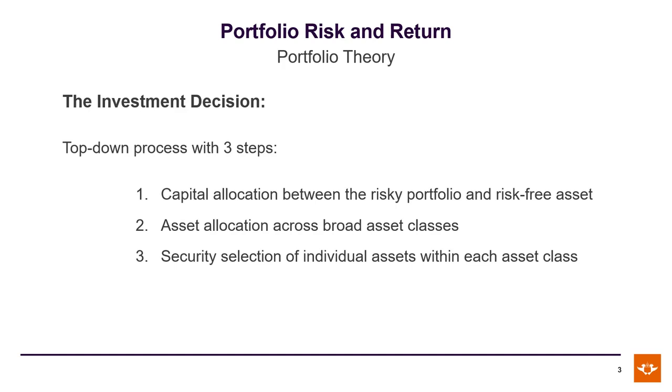Looking at the investment decision-making process, we have a top-down process with 3 steps. The capital for investment will be allocated between the risky portfolio and the risk-free asset. The second decision is the asset allocation decision, which is the allocation across broad asset classes. And here we talk about equities, bonds, properties, cash, and so forth. And finally, security selection of the individual assets. This is when we look at a particular asset class, for example, equities, and we select the securities or investments we want to make in that class.